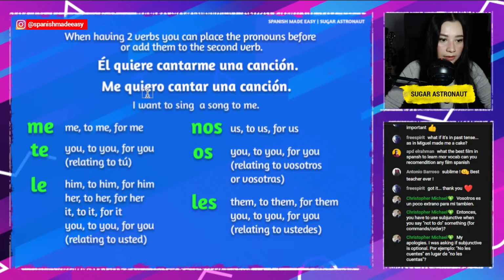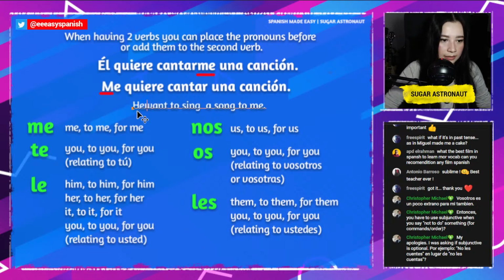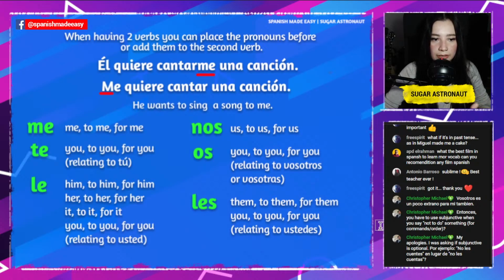Okay? We change it here too, just the conjugation of the verb. And essentially you're saying the same thing, that he wants to sing a song to me, or he wants to sing me a song. Él quiere cantarme una canción. Or me quiere cantar una canción. And we're talking about he. He wants to sing a song to me or sing me a song. Same thing, a different way to say it.